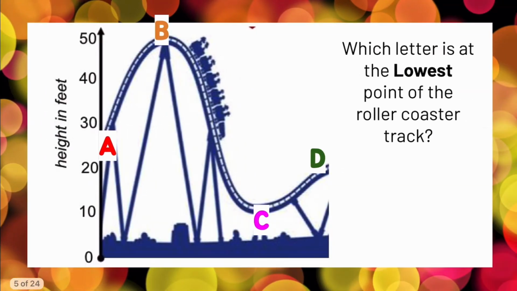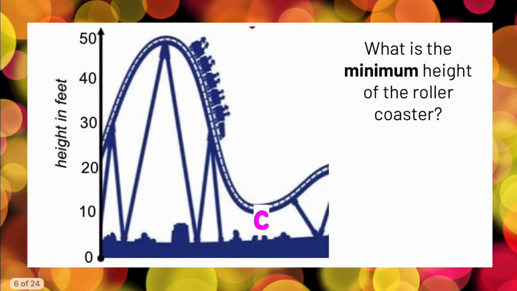Which letter is at the lowest point of the roller coaster track? That would be C. What is the minimum height of this roller coaster? Solve this the same way. You find your low point, read towards the height, and we will get 10 feet.